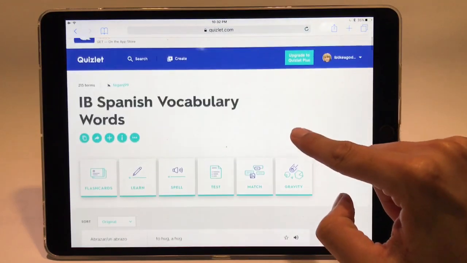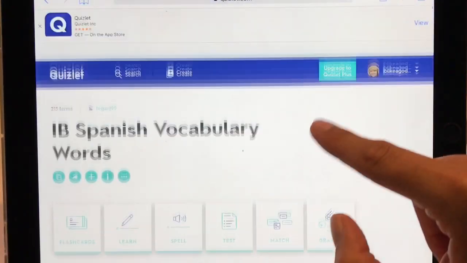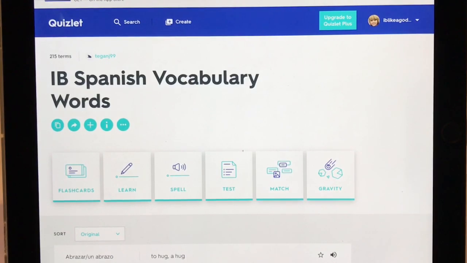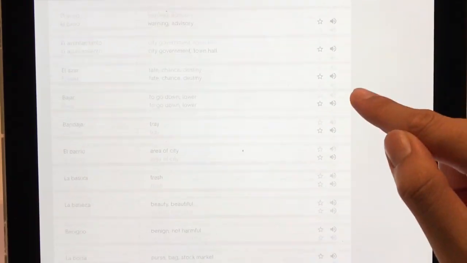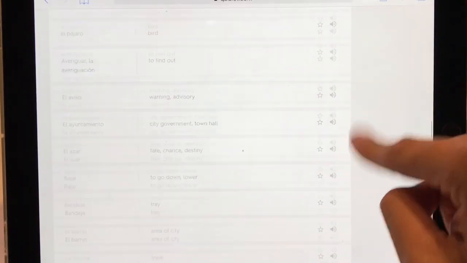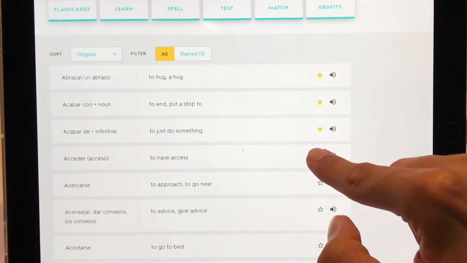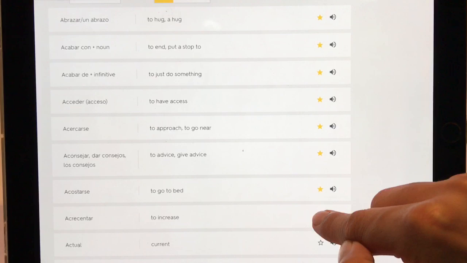So let's say that this is what I made. No, this is made by Taganj99. Alright, so he made all these words, right? What's cool about Quizlet is that when you learn, there are a couple of options, a couple of things that you can do. So obviously if you told me to learn 215 words right out of the gate, straight away, I wouldn't be able to do that. So what I recommend is you star the first 20 words, or the first 10 words, whatever works for you.